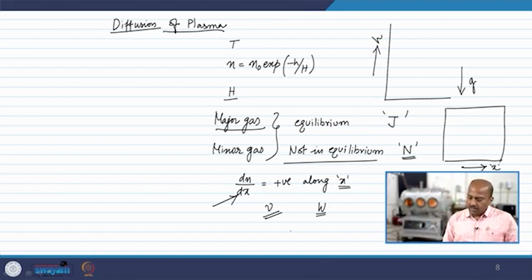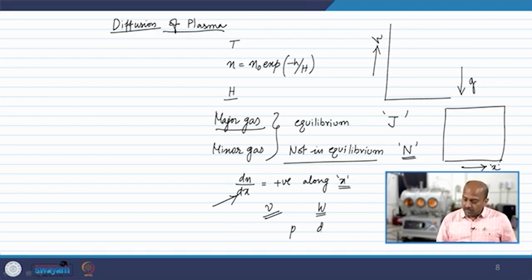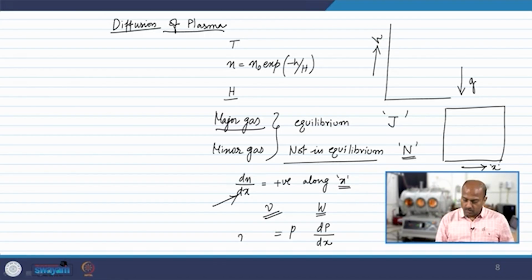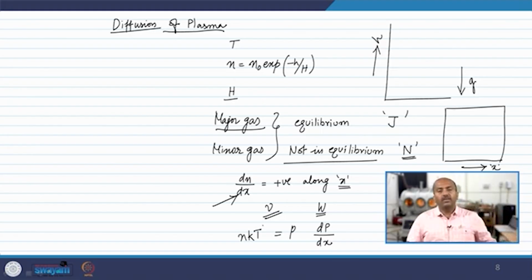Okay. And let us say we have a partial pressure P for the minor gas. Since there is a gradient, this gradient in the number densities translates into a gradient in the pressure. So, P is equal to NkT. Now, each unit volume of the minor gas species will experience force. What type of forces will it experience? Since there is a concentration gradient in the minor species, there will be some pressure gradient force.